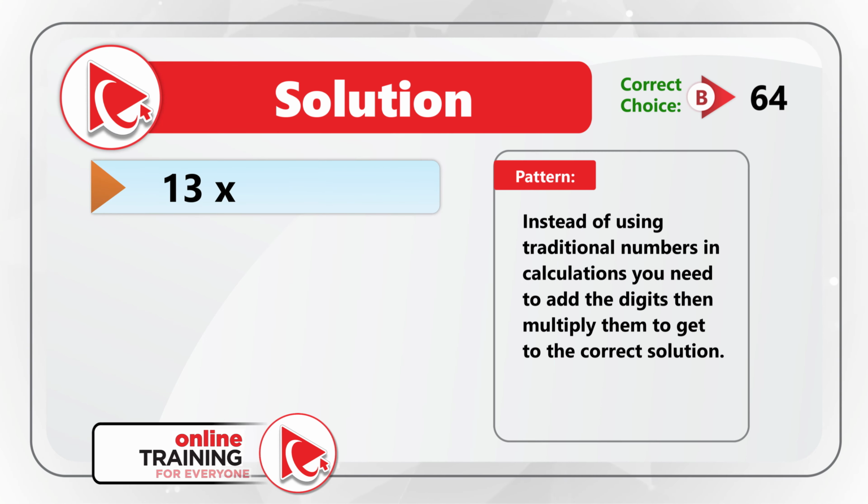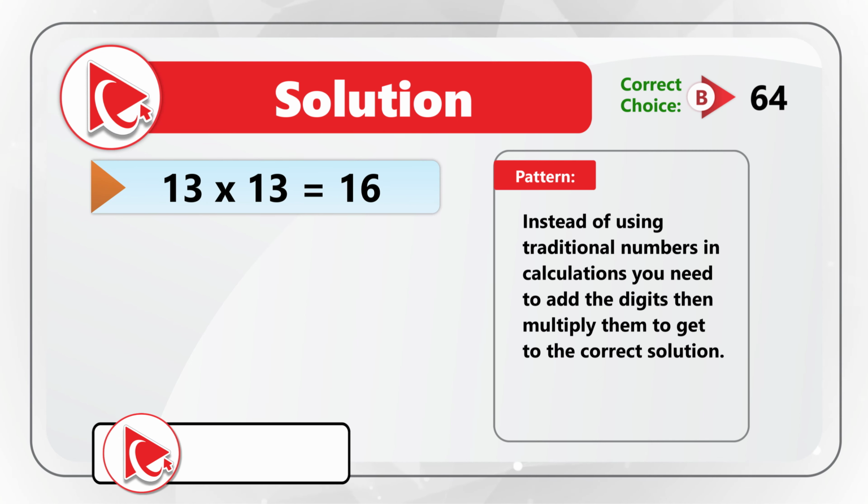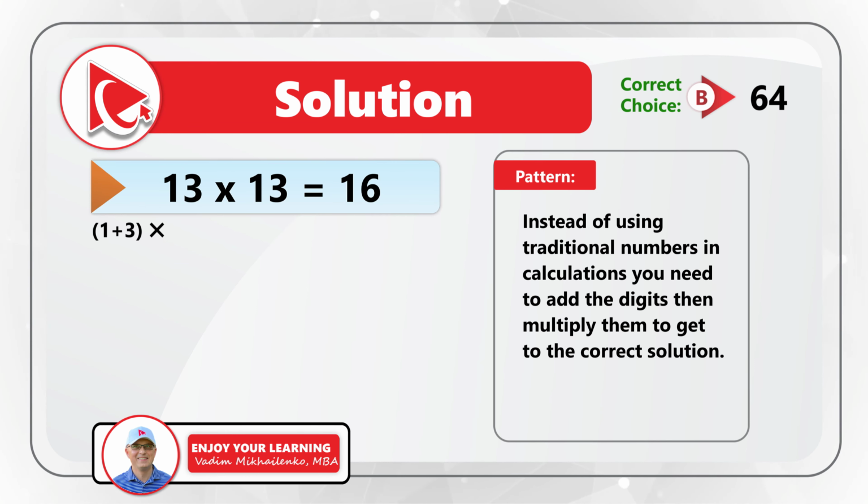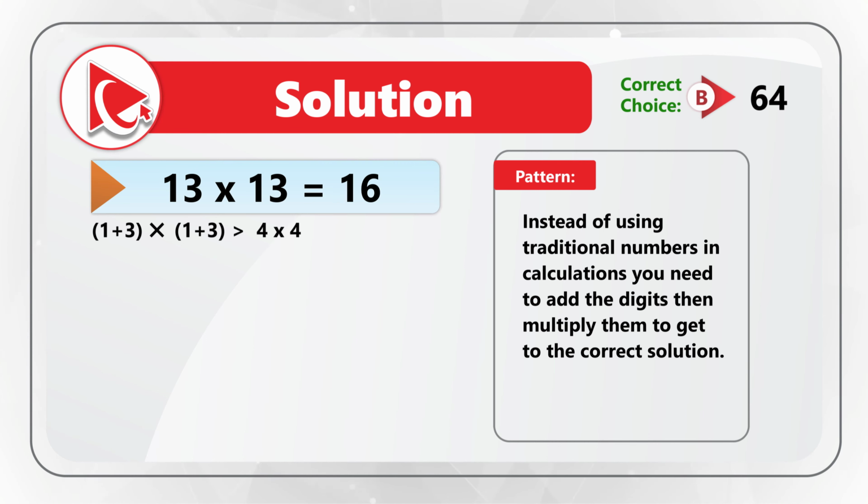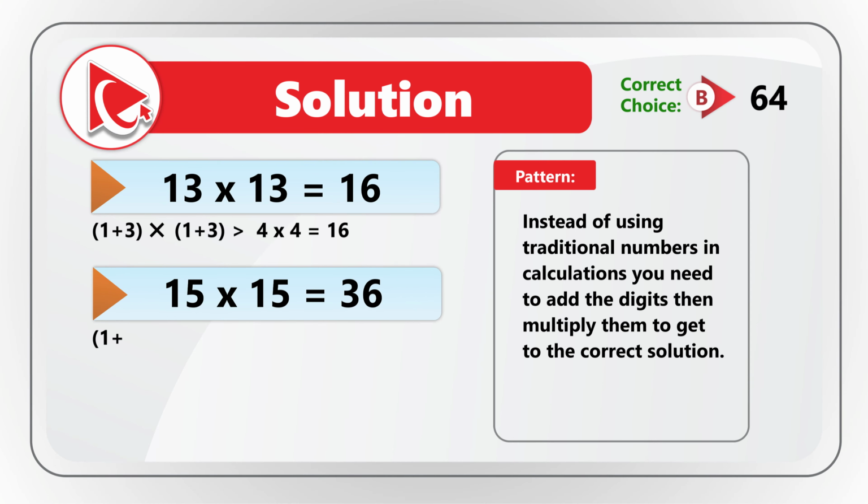So let's look at the first expression. 13 multiplied by 13 equals 16. In reality, you need to sum up 1 plus 3, then multiply by another expression 1 plus 3, which would be 4 multiplied by 4, which would equal 16. For the second expression, you need to add in parentheses 1 plus 5, multiplied by another expression in parentheses 1 plus 5, which would equal 6 multiplied by 6, which would equal 36.